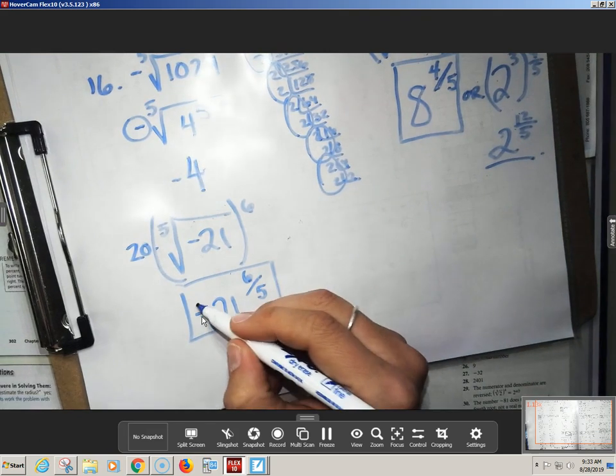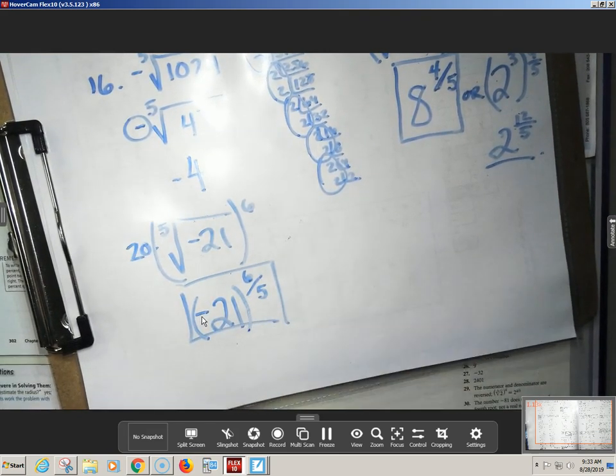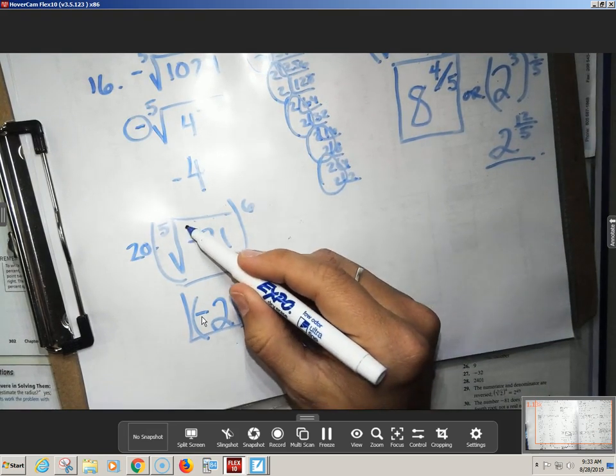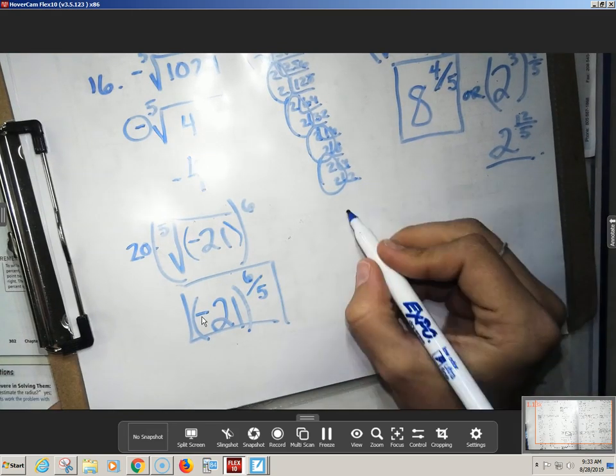The parentheses, actually, you would just keep it around that negative 21. That was my bad. Because that negative, we have to tie in. We have to keep it inside since it's inside to begin with. Yeah. Our next one was number 22.